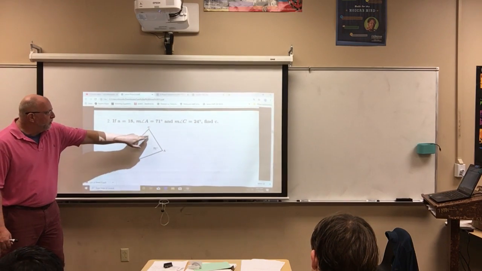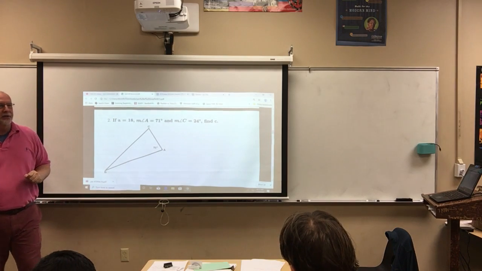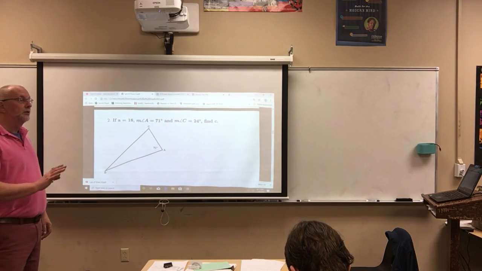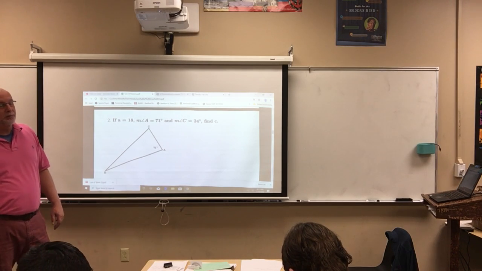All right. So measure of angle A is 71. Measure of angle C is 24. If A is 18, find C. Give it a go, show your work. Maybe only 2-3 lines, but show your work.